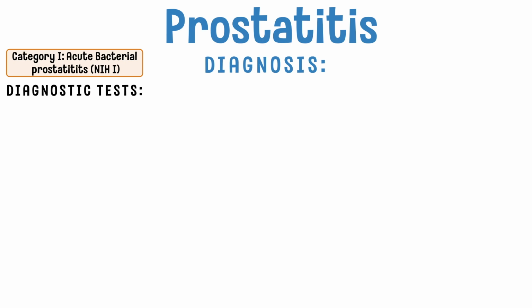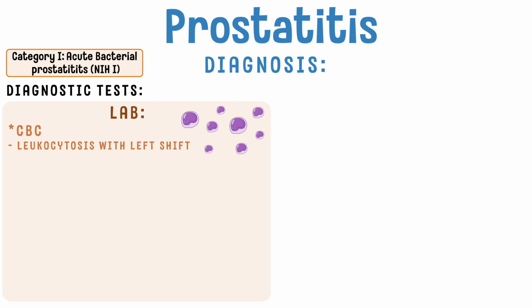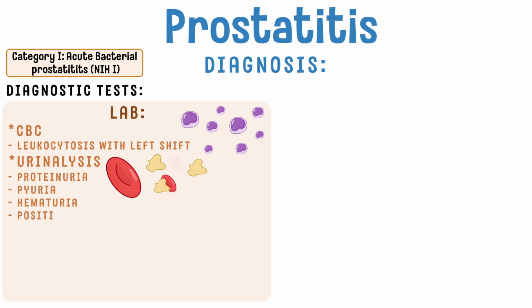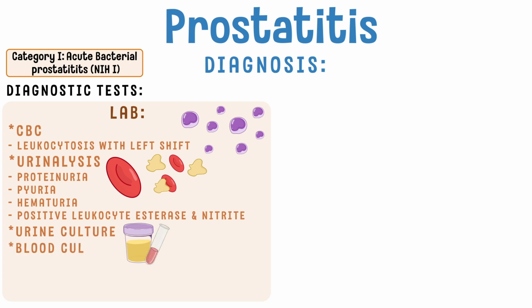Diagnostic tests and interpretation. The lab tests include complete blood count that will show leukocytosis with left shift, urinalysis with proteinuria, pyuria, and hematuria, and also positive leukocyte esterase and nitrite. Urine and blood culture, particularly for immunosuppressed patients.